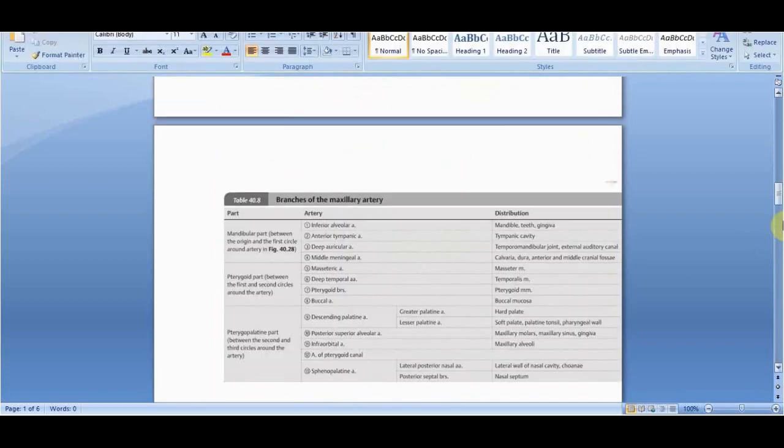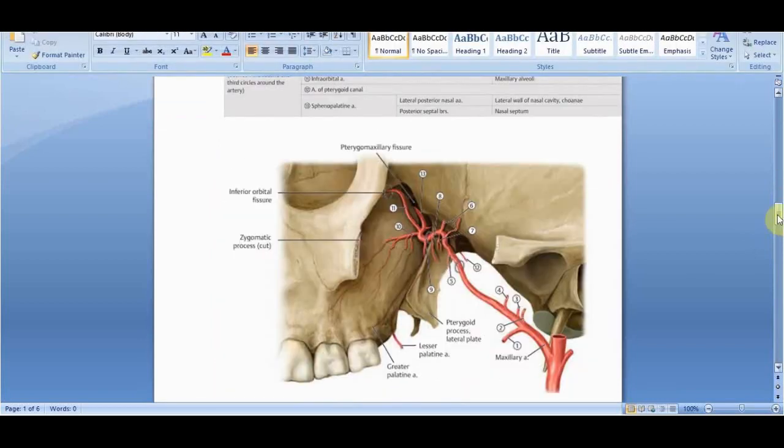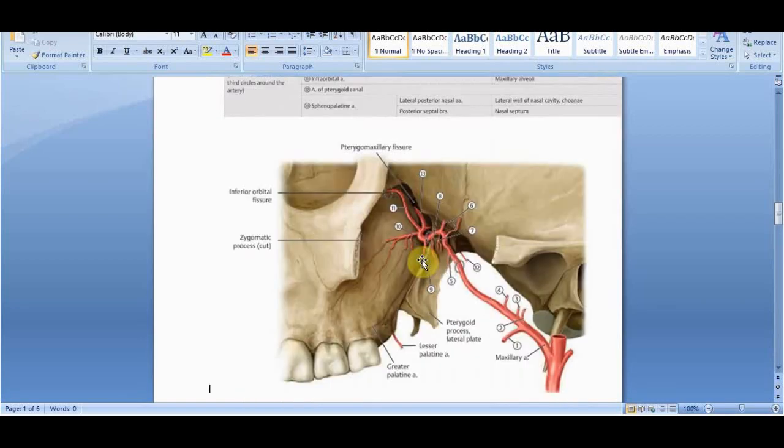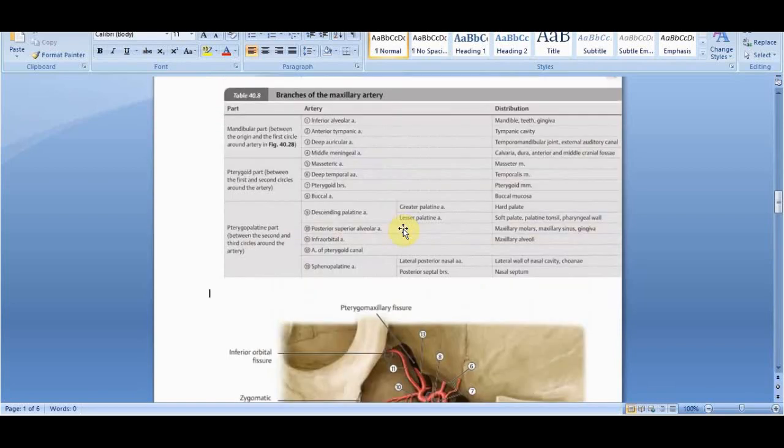And let's look at this one over here. This is labeled as the ninth. So what you're seeing over here is the representation of the descending palatine artery, which is a branch of the maxillary artery which divides into greater and lesser palatine arteries. Then we have another branch, the posterior superior alveolar artery, which is the 10th one. The posterior superior alveolar artery is this one over here, which is a rather interesting one. It is the one that is going to be supplying the maxillary molars, which are the teeth, the maxillary sinus, the sinus in the bone, and the gums.